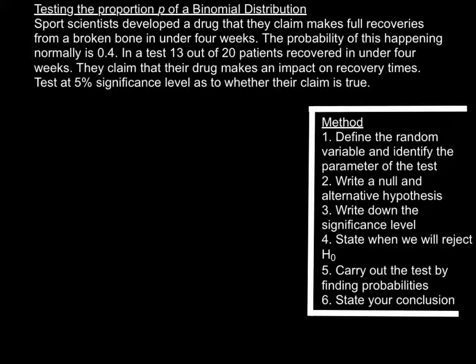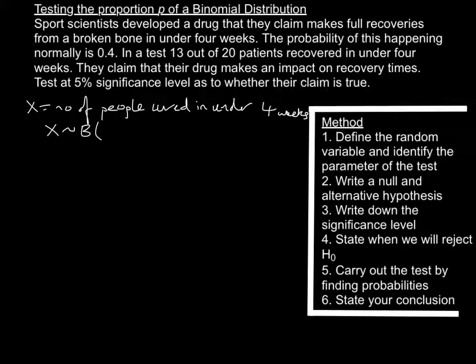Right, so our first step is to define the random variable and identify the parameter of the test. So our random variable here we're going to call X, and that's the number of people who were cured in under 4 weeks. So I've defined the random variable. We also need to identify the parameter of the test, and we do this when we state the distribution. So we say that X has a binomial distribution. Here there are 20 patients, so n is 20, but the probability is being disputed, so that we would write as p.